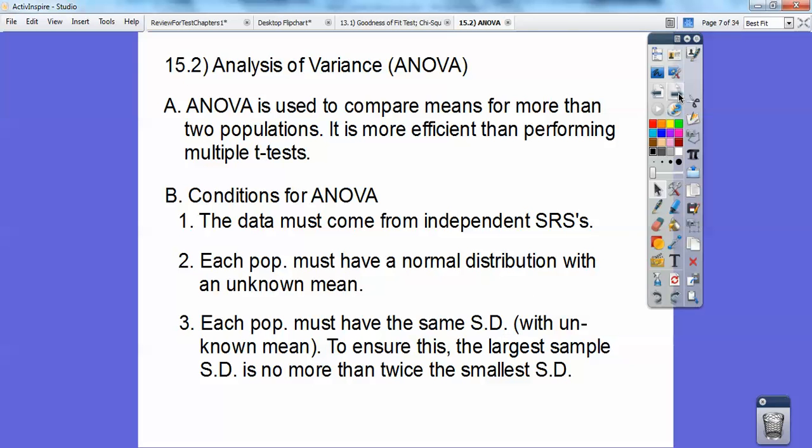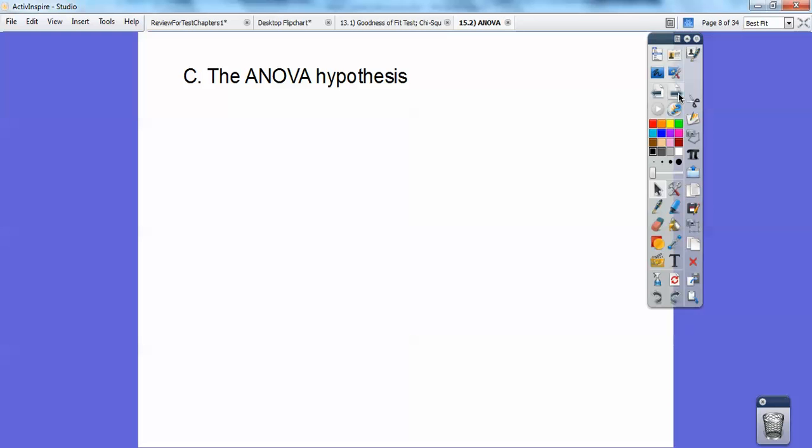There are long formulas in the book, but I'm going to show you using the calculator. If you want to see the long formulas, take a look at what some past students of mine did. They did the ANOVA video the long way, and I'm just going to show you the short way here. The ANOVA hypothesis is that all the means are equal, and the alternative is that they are not all equal. At least one of them is different.